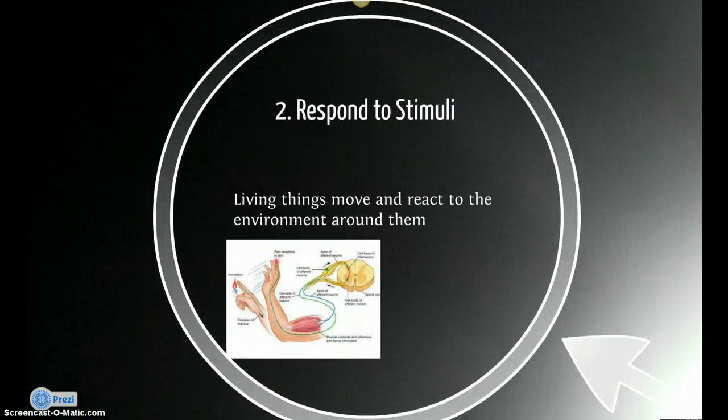Characteristic 2 is the ability to respond to stimuli. So basically living things move and react to the environment that's around them. If you were to put your hand near something that's warm, you would react by moving away from that warm object if it was a fire or something like that, as you can see in the picture. Living things out in the environment will react to positive stimuli by moving towards it and negative stimuli by moving away.